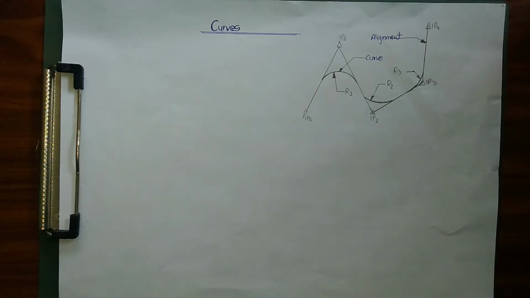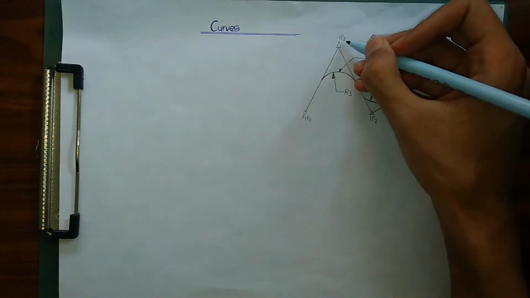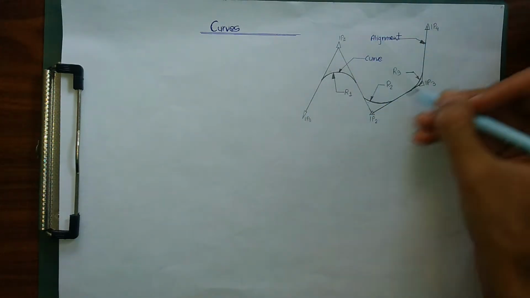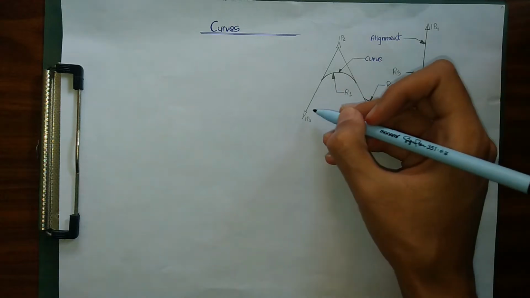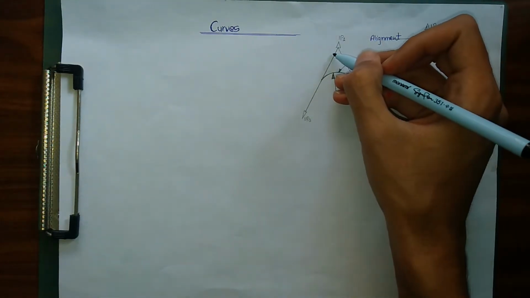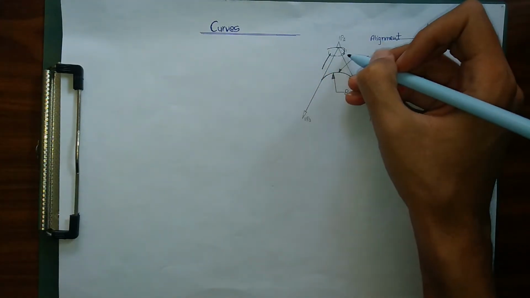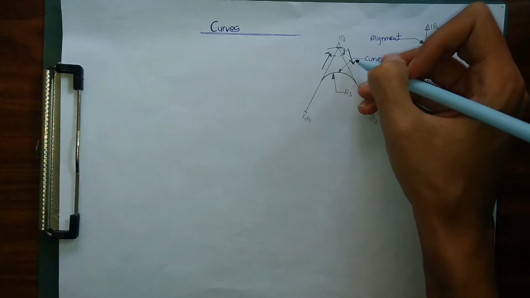So firstly, in order to talk about curves, we'll be talking about what a curve is and why a curve is required. As you can see here in the figure, we have our alignment from IP0 to IP1 to IP2, IP3 and IP4. When you move from IP0 to IP1 and IP2, over here our direction changes. So we have our alignment going in this direction, and from this direction our alignment is changing in this direction.